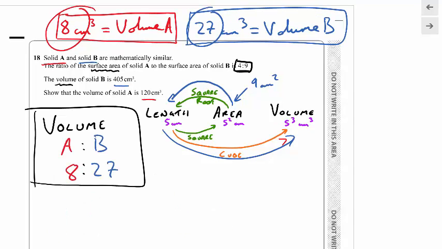Okay. So now I've been given that the volume of solid B is 405 centimetres cubed. So in other words, I know that the number I want to put there is not 27, but 405. And then that will allow me to find out what number should go here. This will give me the volume of solid A, which I'm after, because it's now just a case of working with the ratios. At the moment I've got 27 in my ratio.